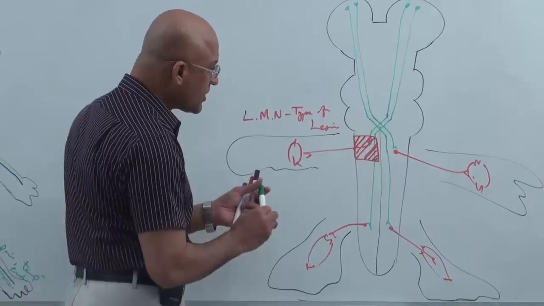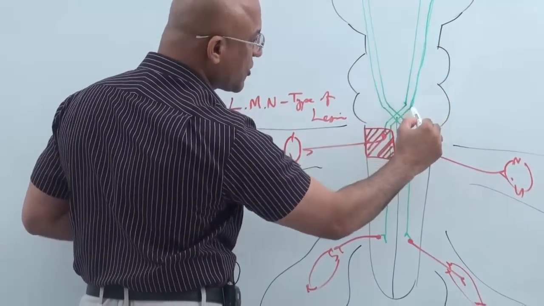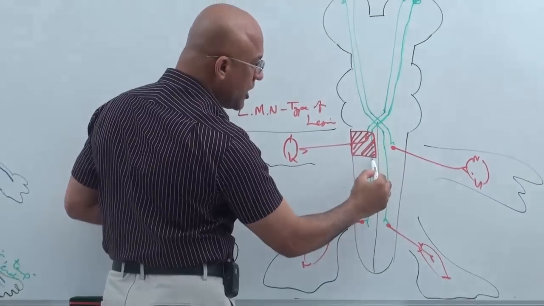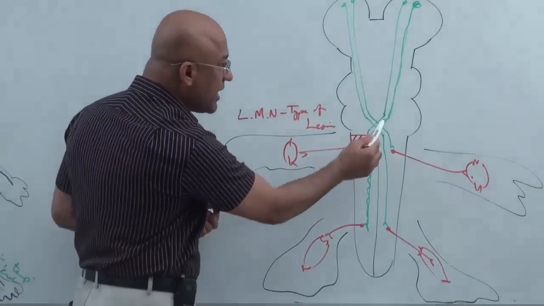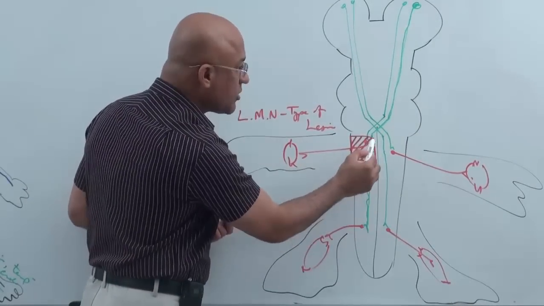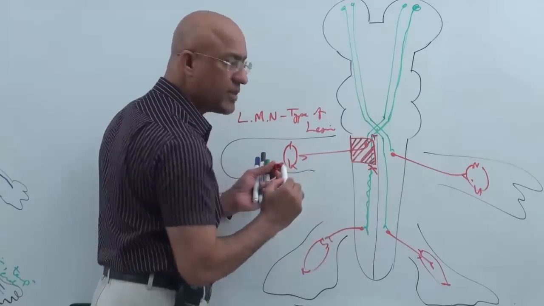You see, this was the upper motor neuron which was coming from here and it was destined to, or it was going to regulate the lower motor neuron in lower limb. But while it was passing through the lesion, it has been damaged. This has been damaged.